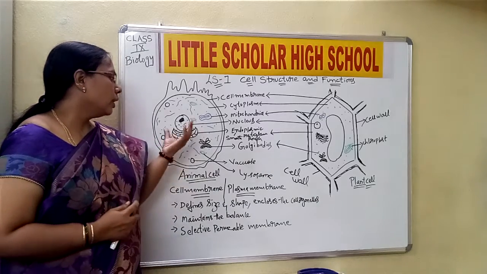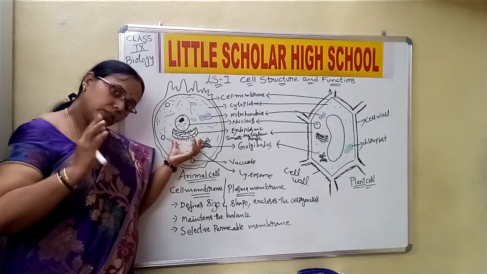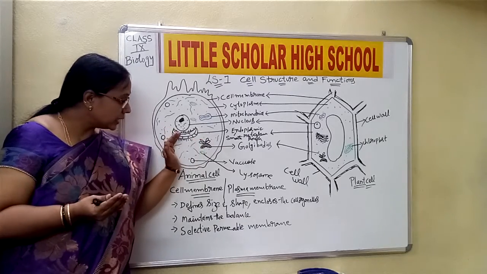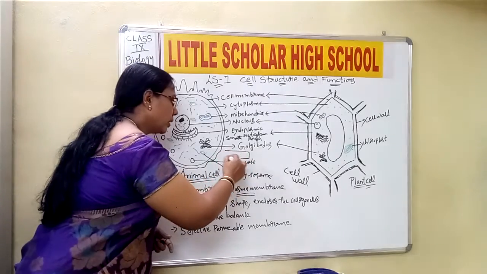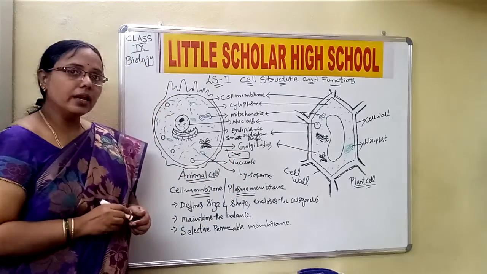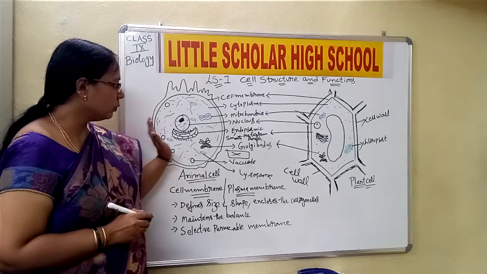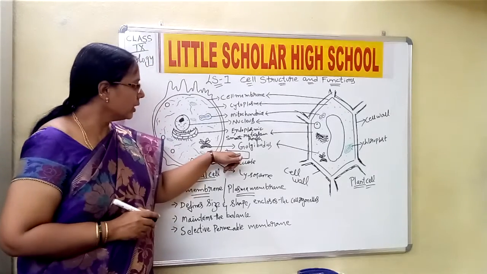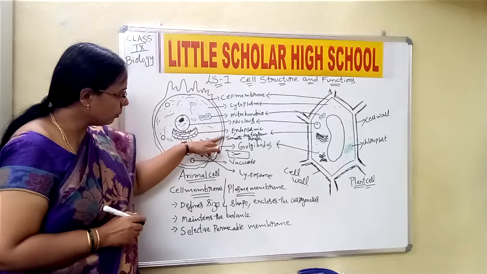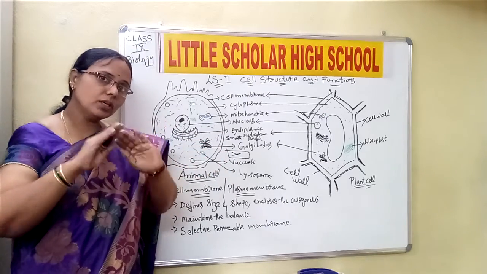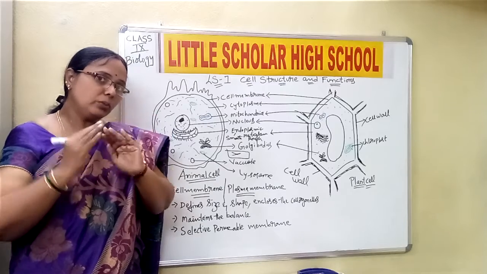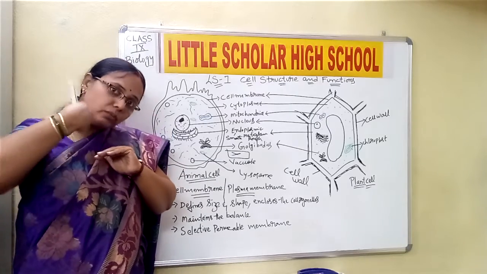See, the environment or the composition of the cell which is present inside the cell is naturally different from the external environment. Yes or no? Okay. Now there should be a balance between the external environment and this cell. So the cell membrane helps in the maintenance of the balance between the external environment and within the cell.